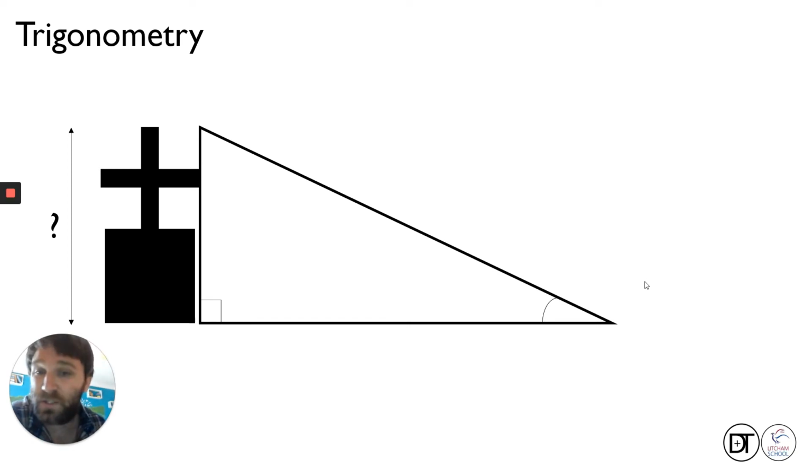But to do that, we need two pieces of information. We need to know how far away the base of the church is from the point of this triangle here, and that's the place where I'm going to be stood. And we also need to know the angle that we look at the top of the church with. Let me tell you how to go and find that information.